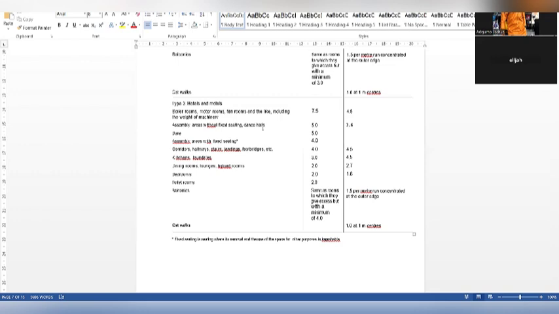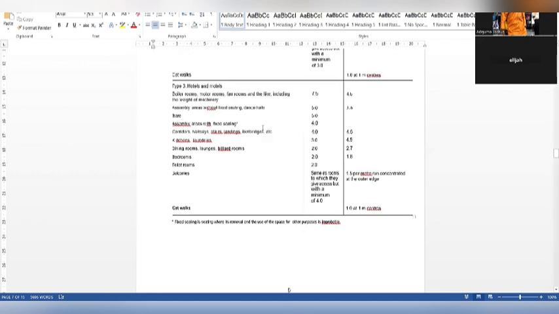Now, if you need some extra explanation, look at the last line on this page. What can you read from there? Fixed seating is seating where its removal and the use of the space for other purposes is improbable. Did you see that? Yes, sir. So I've been able to explain that to you.